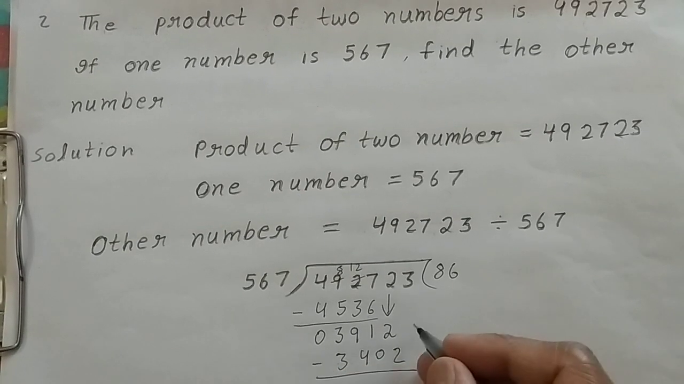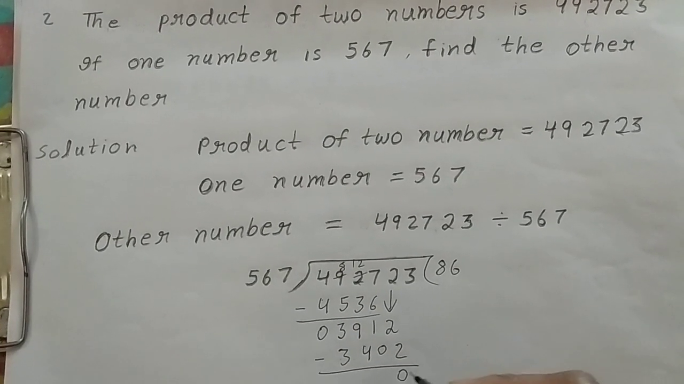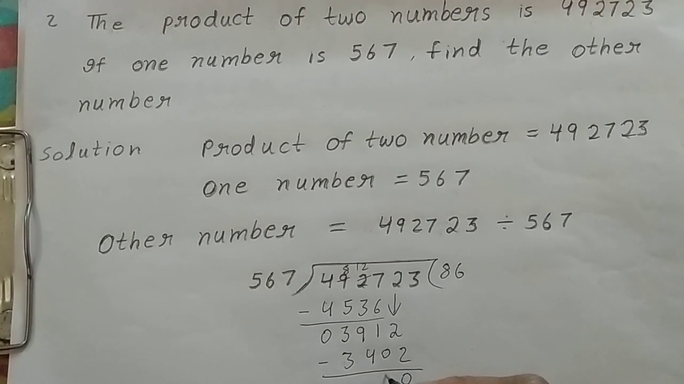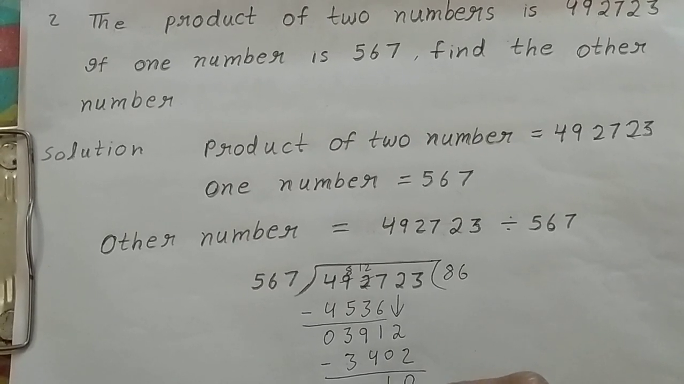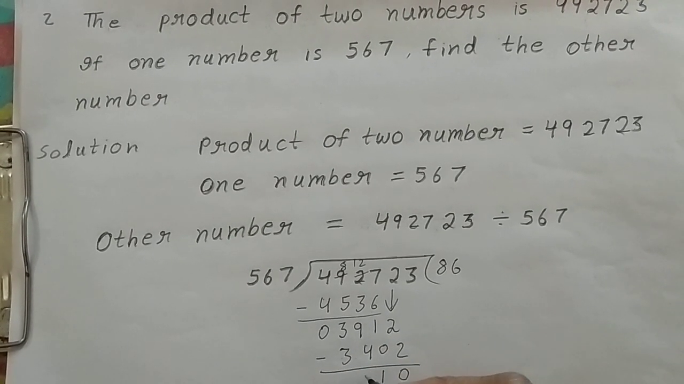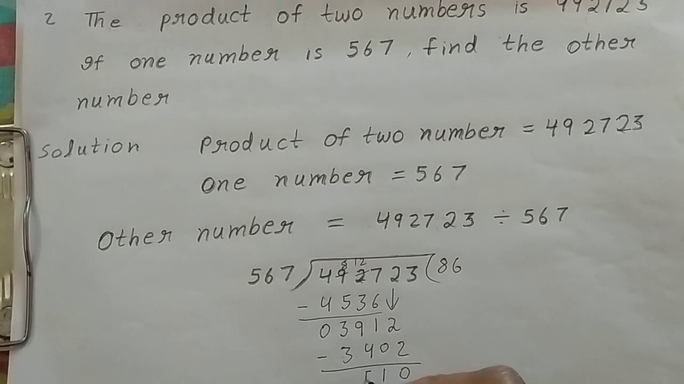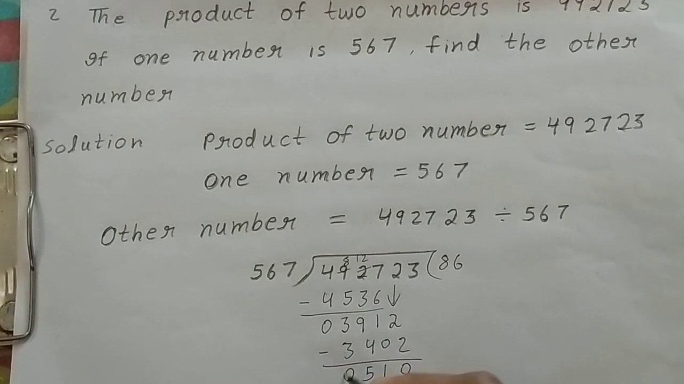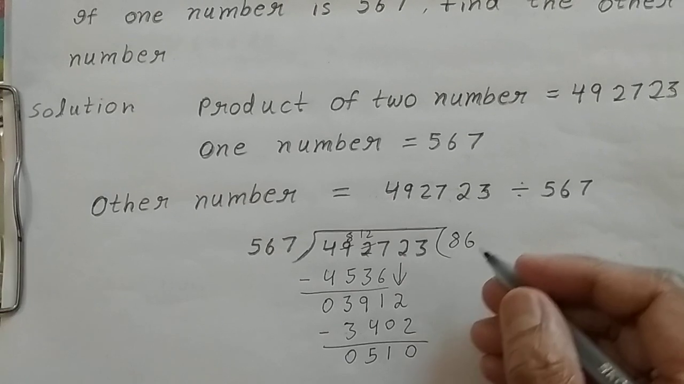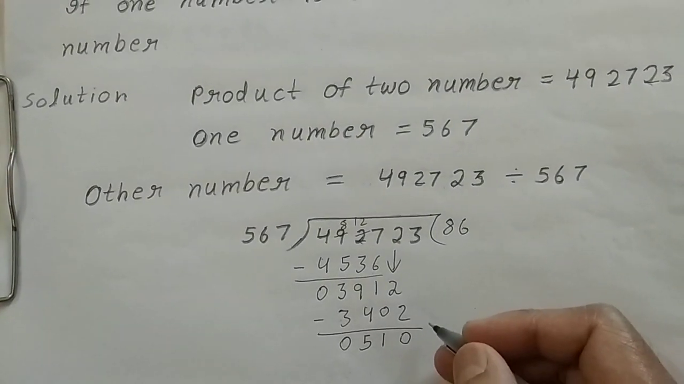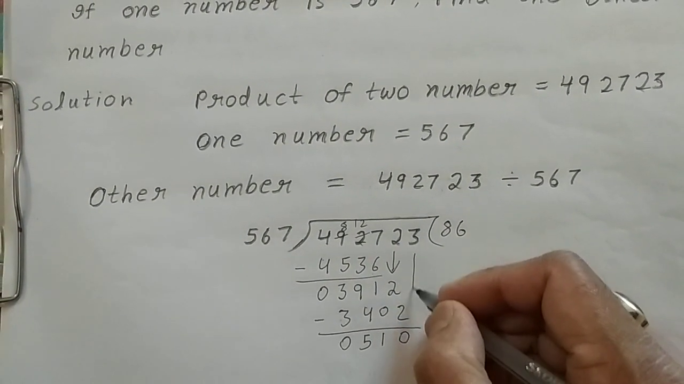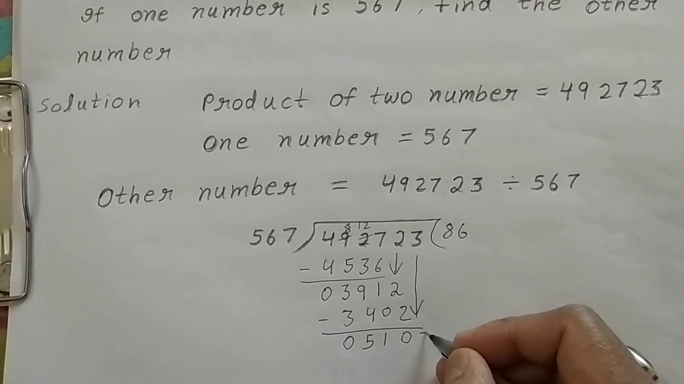Now subtract: 2 minus 2 is 0. 1 minus 0 is 1. 9 minus 4 is 5. 3 minus 3 is 0. So 510. Now what we do? We write down 3 here.